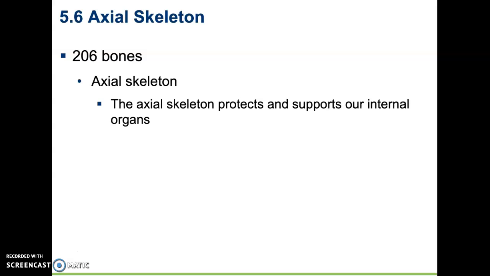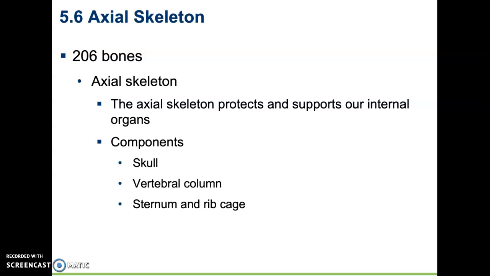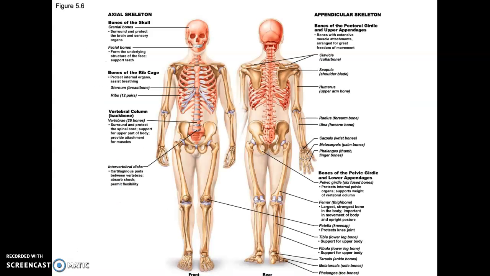The axial skeleton is going to be responsible for protecting and supporting our internal organs, and it's going to contain the skull, vertebral column, and the sternum, or the sternum/rib cage. The appendicular skeleton is going to be everything else. So we're going to spend a little bit of time looking at the axial skeleton.